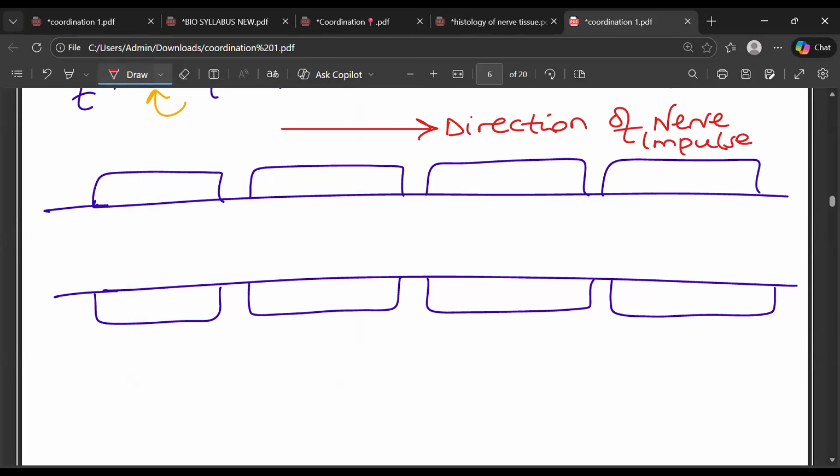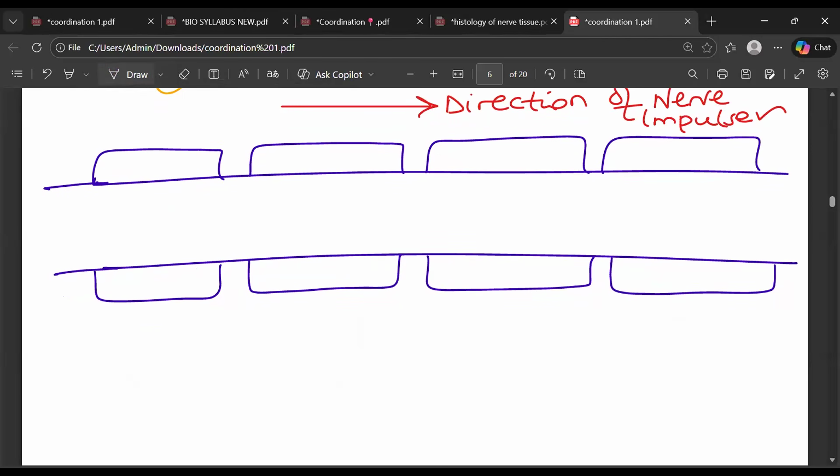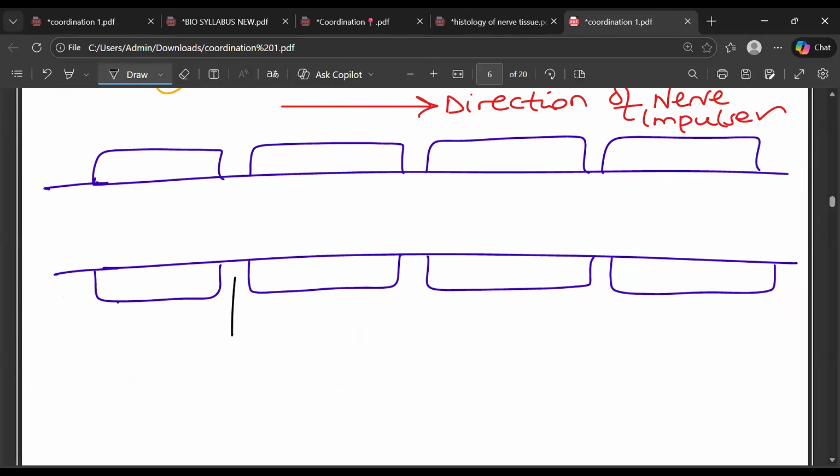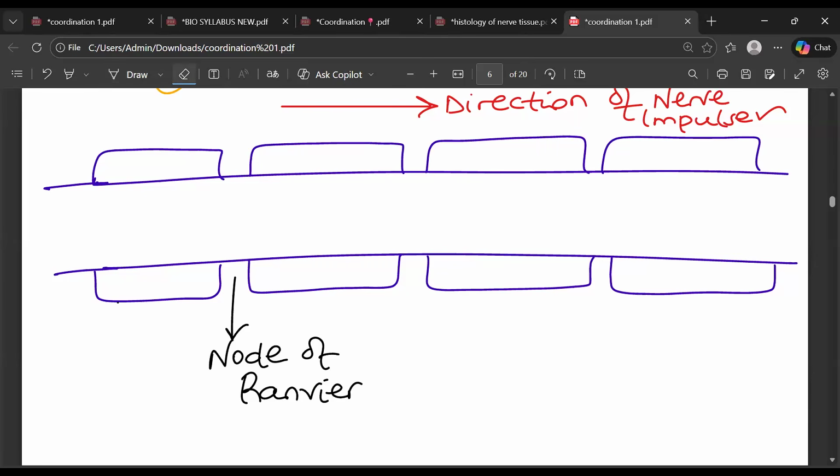There is something that you will understand later, but here I'm going to just make it a bit brief. So these ones are the nodes of Ranvier. Node of Ranvier. Even the rest are nodes of Ranvier. So let's assume this is the direction of nerve impulse.